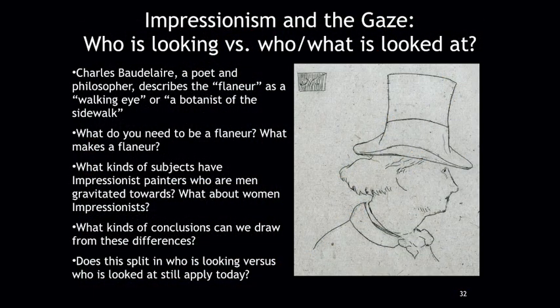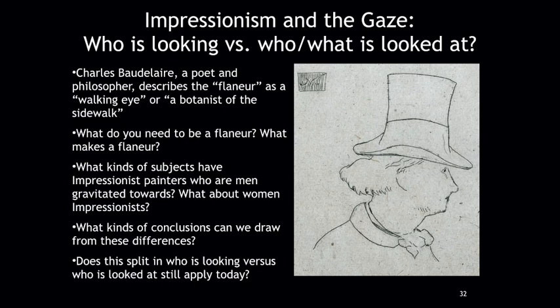Another thing that became really important in Impressionist painting was the gaze, G-A-Z-E. And that just meant like who's looking and what are you looking at? And there was this famous poet from the time who was friends with all of these Impressionists. His name was Charles Baudelaire. And he wrote about the flaneur, or a person who just kind of walked around the city and took in everything. And he was like a botanist of the sidewalk, is what he called it.